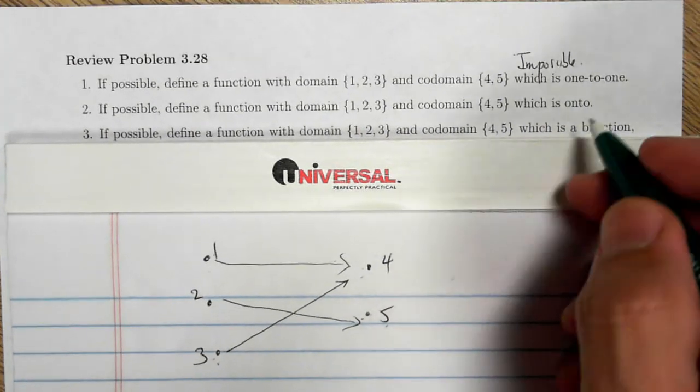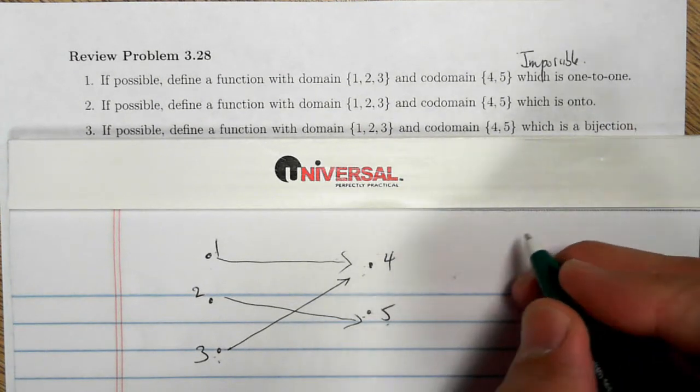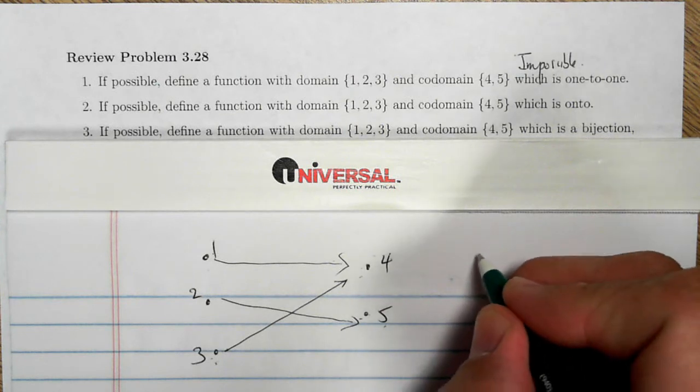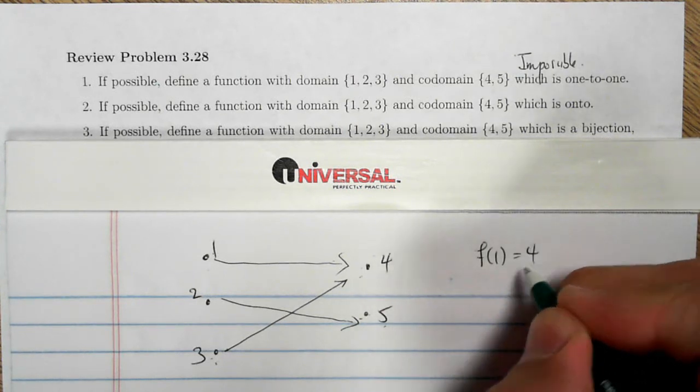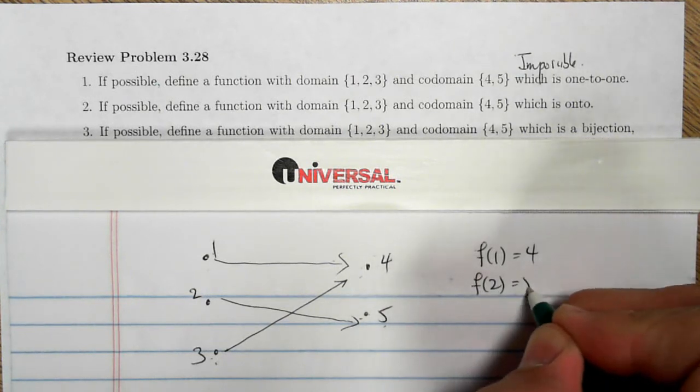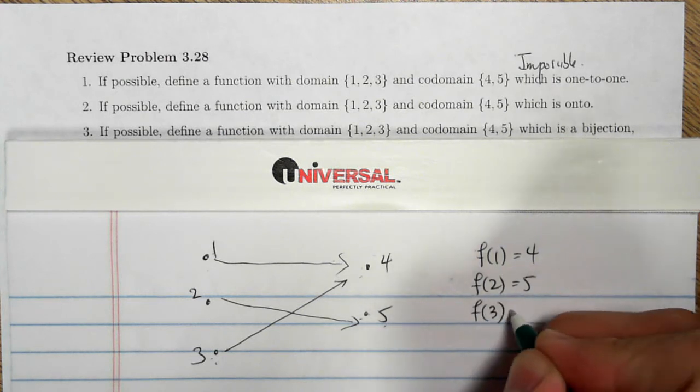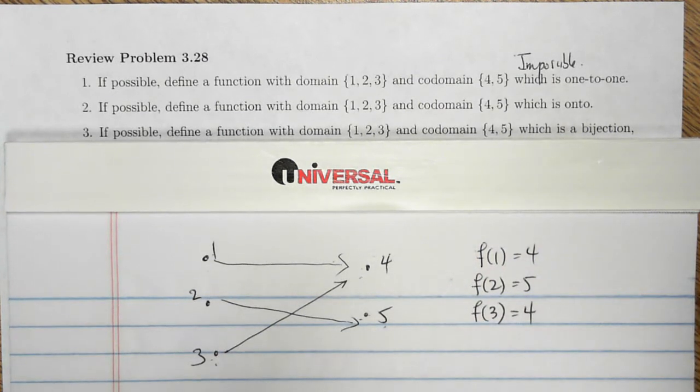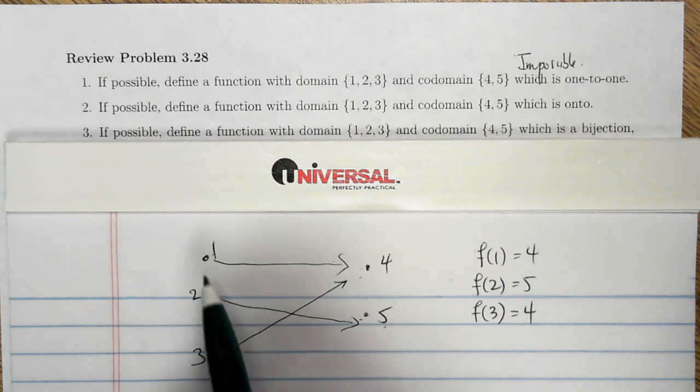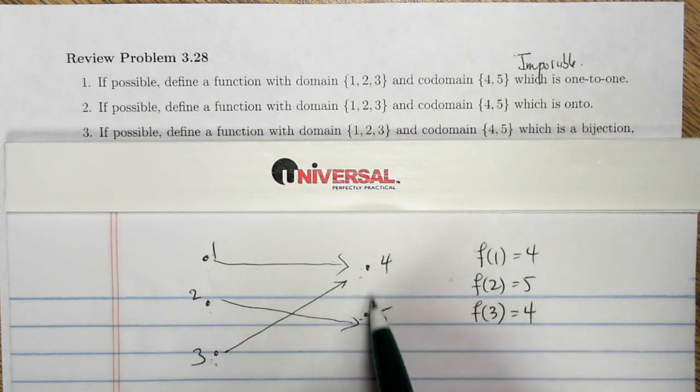If possible, define a function that is onto. Well, I just did that here. So the way that I would define it to be onto would be let f of 1 be equal to 4, let f of 2 be equal to 5, let f of 3 be equal to 4, and that would define a function that is onto from the set 1, 2, 3 to the codomain 4, 5, because every point in the codomain gets hit.